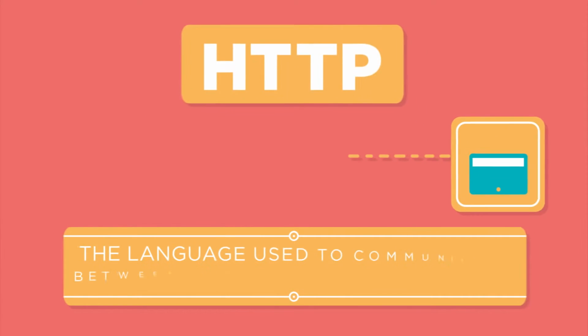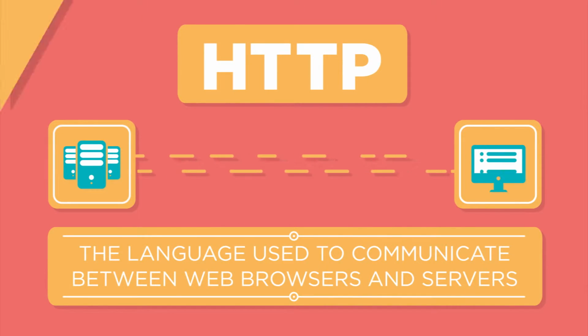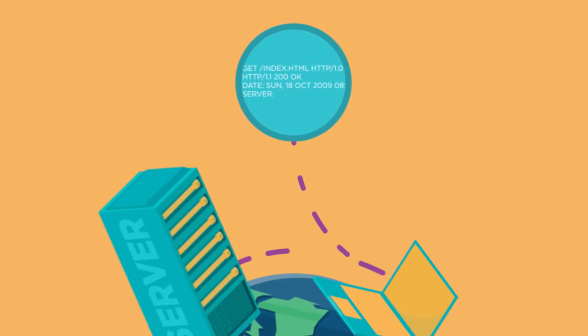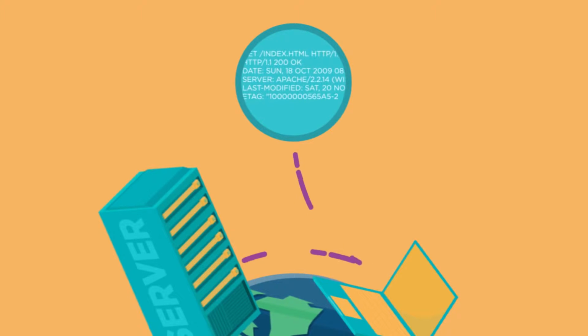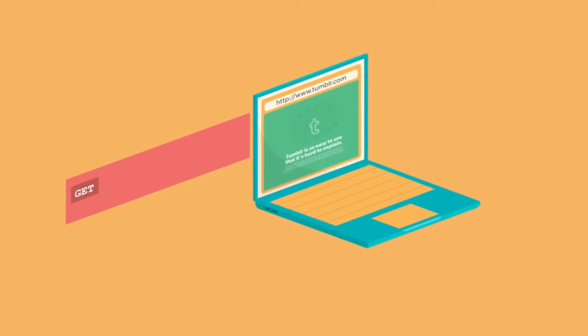And you can kind of think of it as the language that one computer uses to ask another computer for a document. And it's actually really pretty straightforward. If you were to intercept the conversation between your computer and a web server on the internet, it's mainly made up of something called GET requests. And those are really very simply the word GET and then the name of the document that you're requesting.